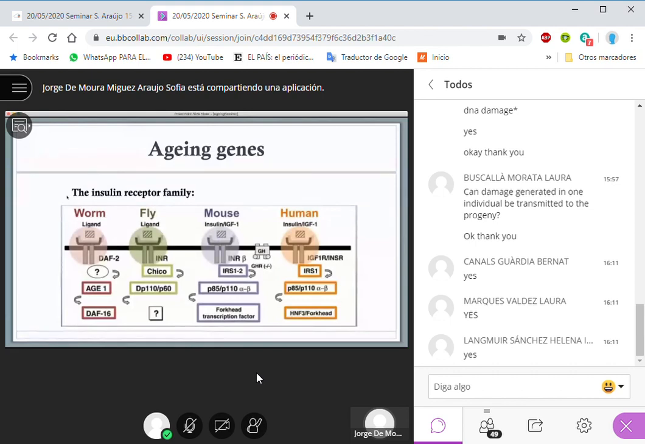It was shown that you could have the effects in worms, in flies, in mouse, and in humans, that a single mutation in the receptor for the insulin, which is represented here, and it's called DAF2 in worms, insulin receptor in flies, IGF-1 or insulin receptor in humans, a mutation here that impairs the signaling downstream is able to increase the lifespan of these organisms.